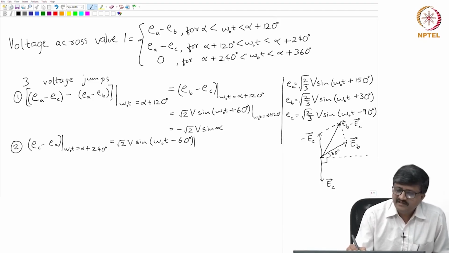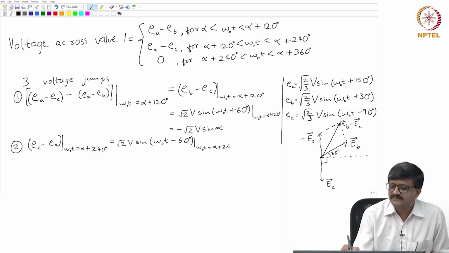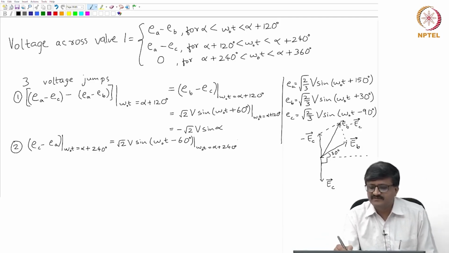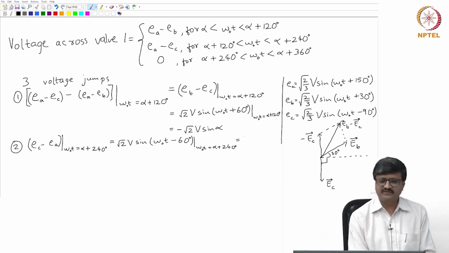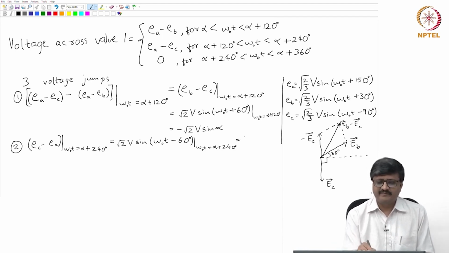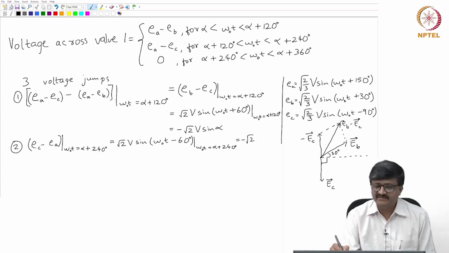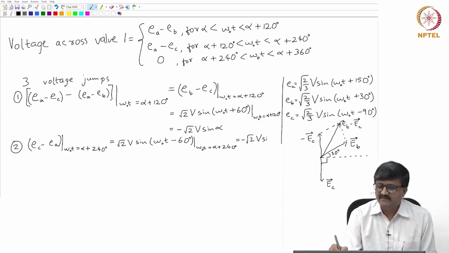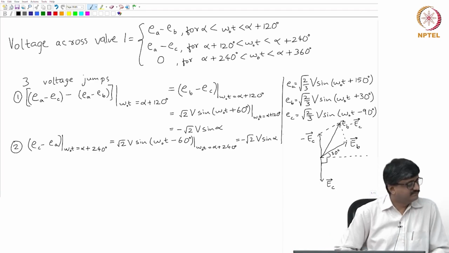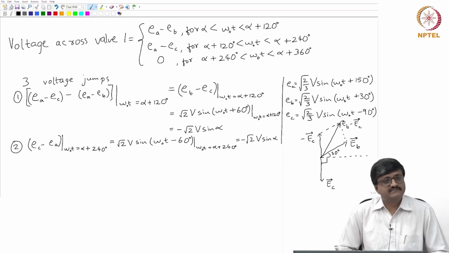So, this is evaluated at omega OT equal to alpha plus 240 degrees. So, what is this? If I substitute for omega OT the value alpha plus 240, what do I get? I again get the same expression for the voltage jump as I got in the previous case, minus root 2 V sin alpha. Is that okay?